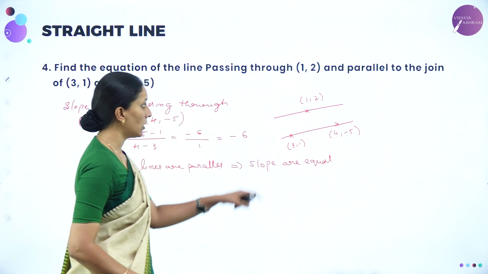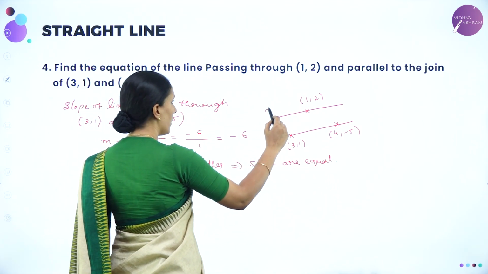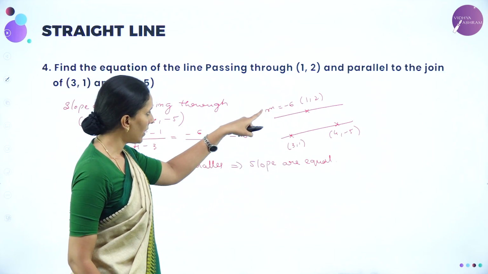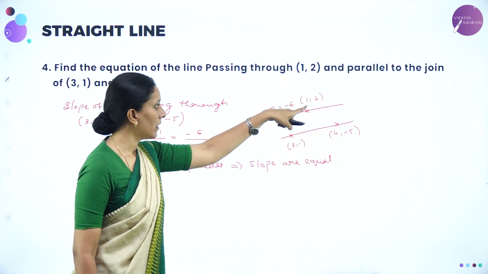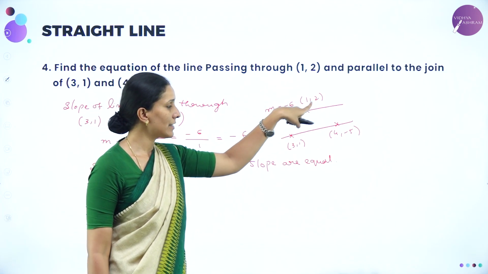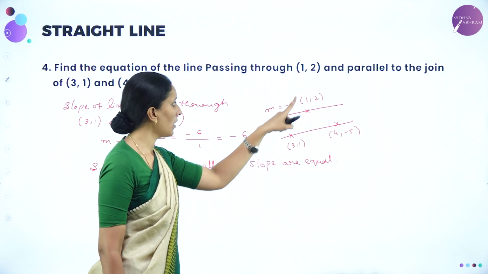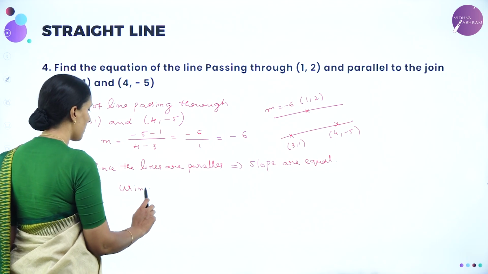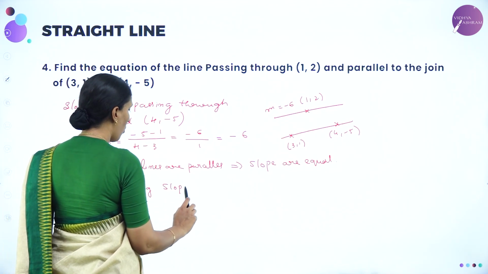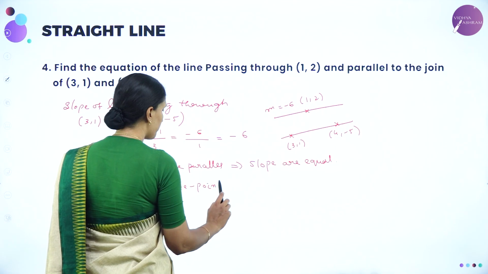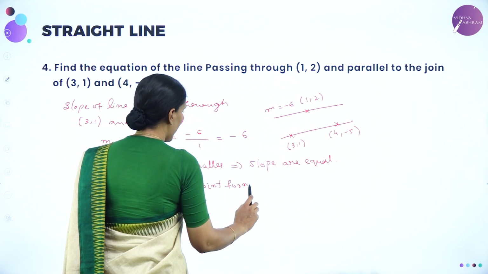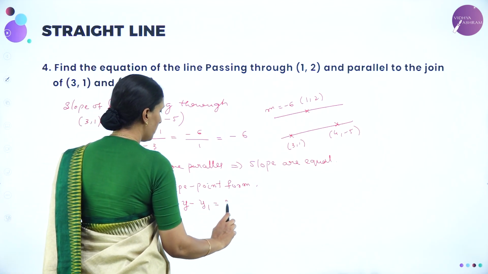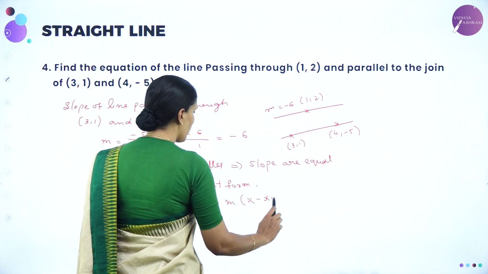So therefore, the slope of this line is also m is equal to minus 6. Now, the slope of the required line is found and the point through which the line is passing is also given. So using point slope form, the required equation of the line will be y minus y1 is equal to m into x minus x1.